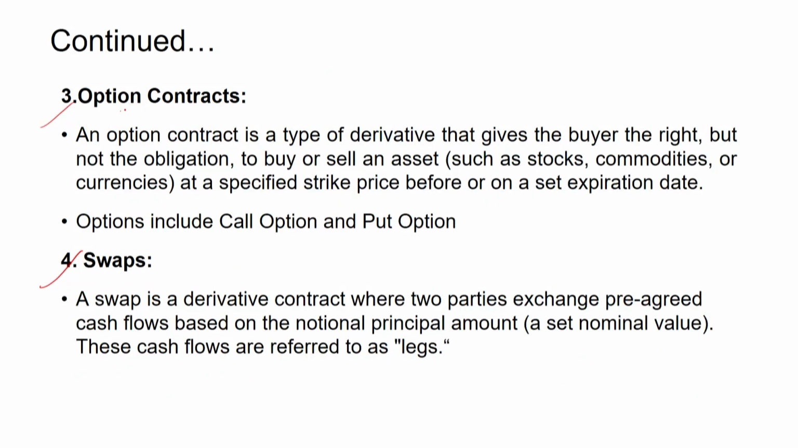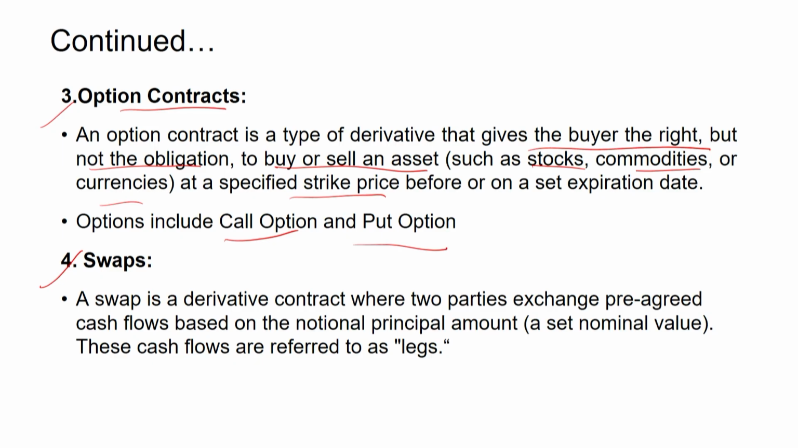Then comes the option contract. We have discussed in the previous module that the option contract gives the buyer the right but not the obligation to buy or sell an asset such as stocks, commodity or currency at a specified strike price before the expiration date. So this may involve call options and put options.